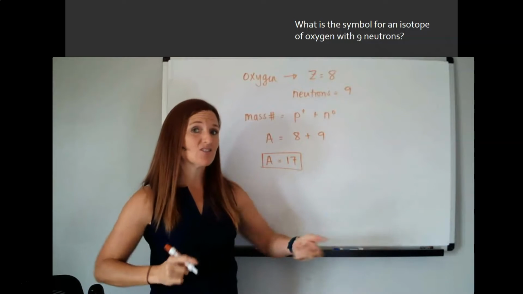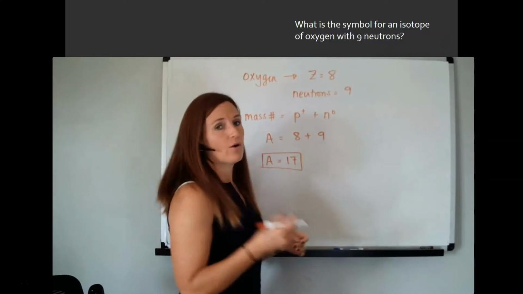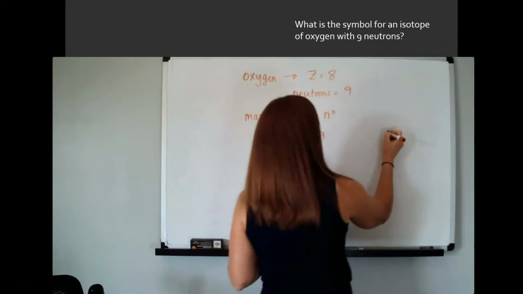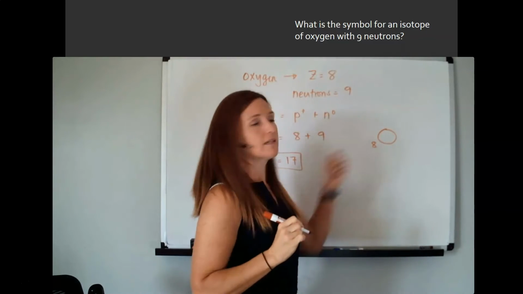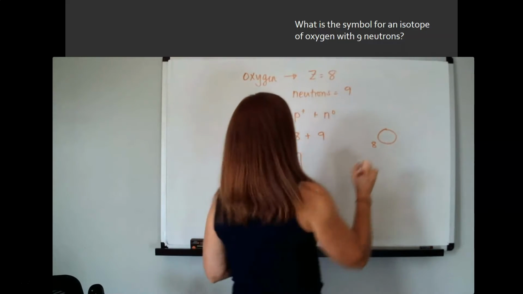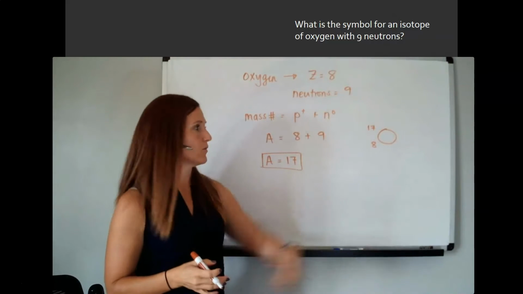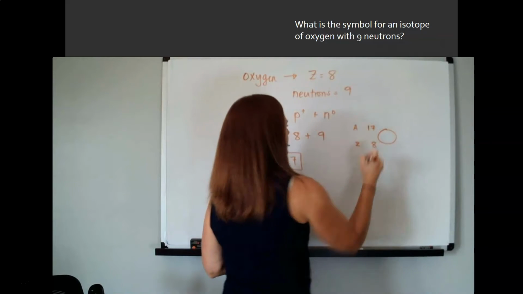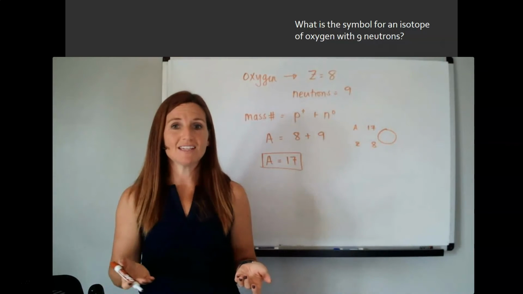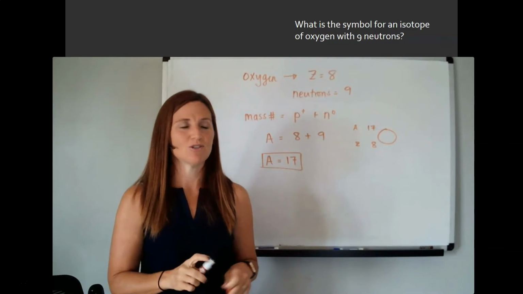But that's not the answer that I asked you for. What I asked you for was the symbol. So if I'm looking at oxygen, I'm going to have my symbol of oxygen here. My atomic number is in the bottom left-hand corner, and my mass number is in the top left-hand corner. Remember, it goes A to Z. A to Z. Will I ask you to do this? Absolutely. That is definitely something I would ask you to do.